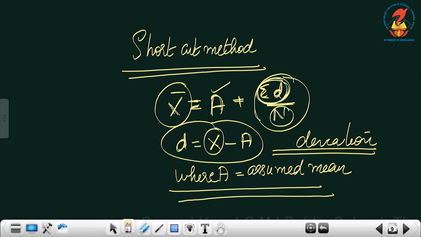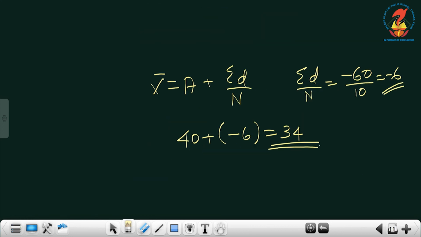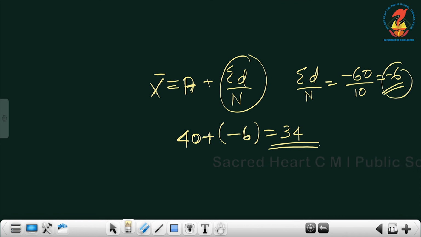Now, what is this n? N is 10. So, minus 60 by 10, what will you get? You will get minus 6. Now, substitute the value. X bar is equal to A plus sigma d by n. So, x bar is equal to A, which is 40, plus sigma d by n, which is minus 6. So, 40 plus minus 6 will give you 34.